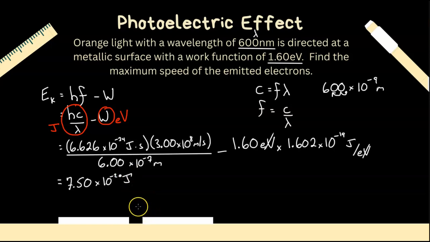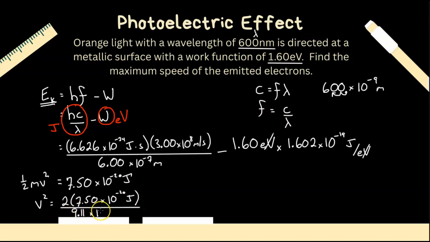Now if we want to figure out the maximum speed, we're just going to set kinetic energy equal to 1/2 mv squared, and that mass is the mass of an electron. If we multiply both sides by 2 and divide by mass, we get v squared equals 2 times 7.5 times 10 to the minus 20 joules, all divided by the mass of an electron, which is 9.11 times 10 to the minus 31 kilograms.